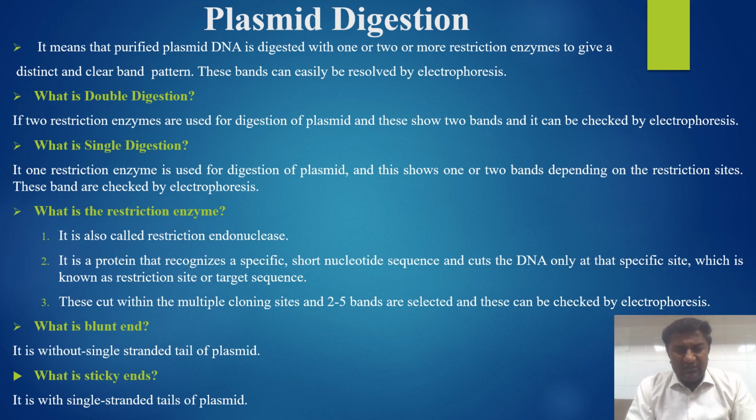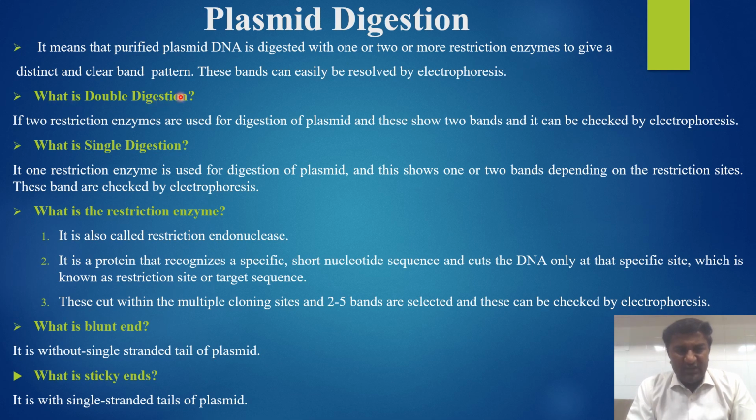What is plasmid digestion? Plasmid digestion means that purified plasmid DNA is digested with one, two or more restriction enzymes to give a distinct and clear band pattern. These bands can easily be resolved by electrophoresis.